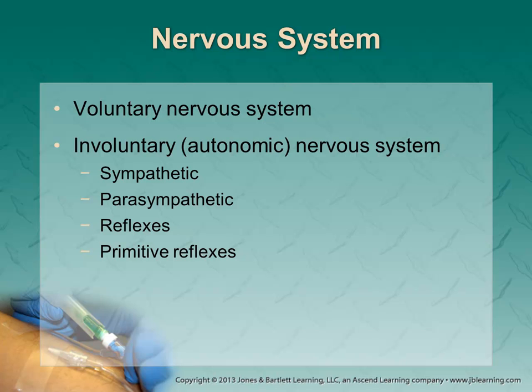All right. Checking the voluntary and the involuntary nervous system. Your involuntary nervous system is the sympathetic and the parasympathetic. You can't control that, can you? Nope. Your reflexes, you can't control that either.